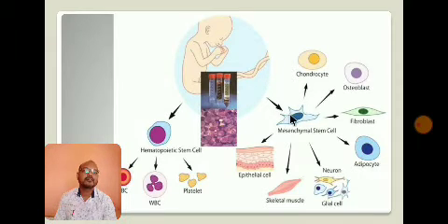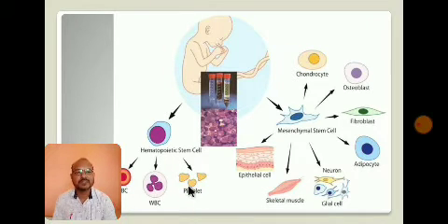cultivated to study the different cells, mesenchymal stem cells, and they differentiate into the chondrocytes, osteoblasts, fibroblasts, adipocytes, neurons, glial cells, and epithelial and skeletal muscles. In the case of blood cells, the hematopoietic stem cells give the WBCs, RBCs, platelets, like that.